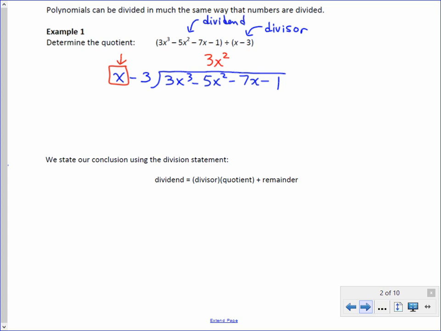And now I'm going to, just like you would do with numbers, I'm going to multiply 3x squared times x, 3x cubed. But I have another part to my divisor. I've got to multiply it as well. 3x squared times negative 3, negative 9x squared.